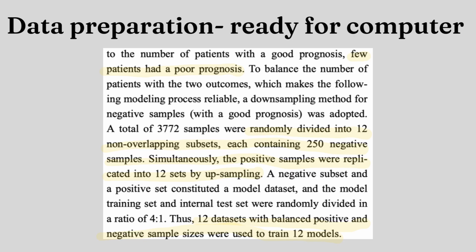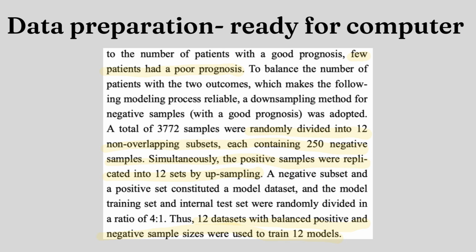The first thing they do is create 12 data sets. This is different than splitting into training and validation sets. This is called ensemble learning, and it helps decrease the variance or difference between different predictions. One reason they needed to do this is that they had many more patients who had good outcomes than bad outcomes. They wanted to make the number of good outcomes and bad outcomes equal in the data set so the computer could learn from them equally well.